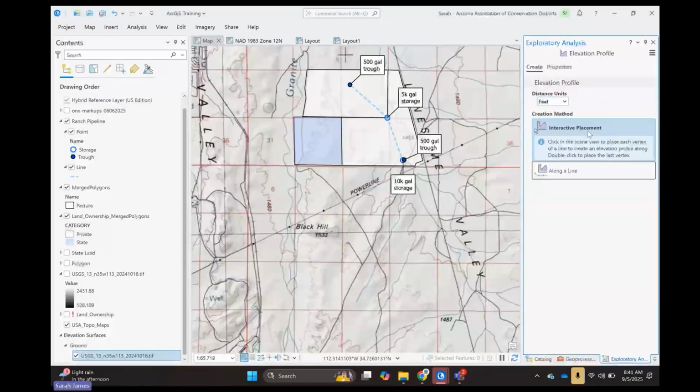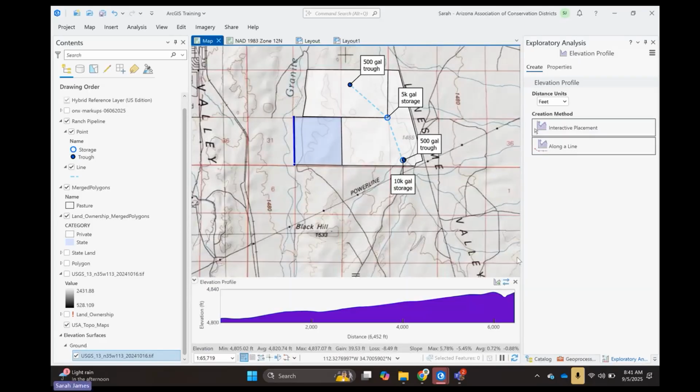In here, you can select feet. You can do an interactive placement. That just means that you draw. So for instance, if I wanted to know what it looked like on this fence line, I could do that. As you can see, it pulls up this elevation profile that you can then move along both on your map and in ArcGIS Pro. It gives us the total distance of this line with elevation accounted for and the elevation differences along it. Because I have feet selected, it's doing it all in feet.